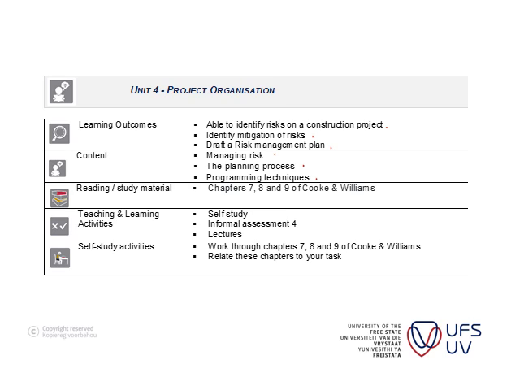The histogram that we spoke about, the hierarchy of risks, you can also apply to this. Okay, so chapter 7 is all about managing your risk. Chapter 8 is the planning process, and then chapter 9 is your programming techniques. So if you do proper planning, you will mitigate most of your risks.